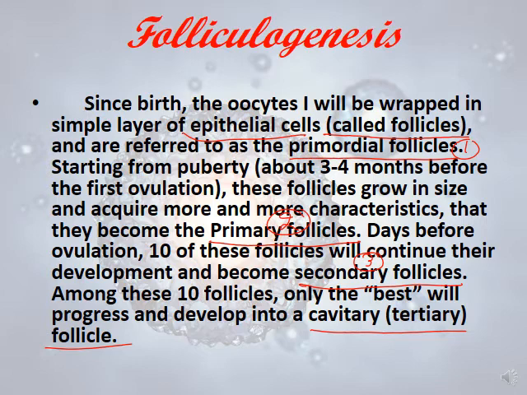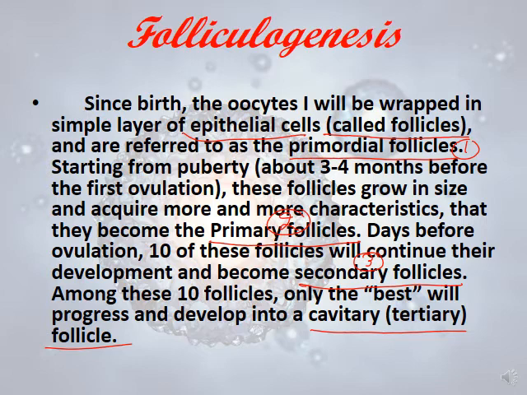These are called follicles. These are referred to as the primordial follicles. Starting from puberty, about 3 to 4 months before the first ovulation, these follicles will grow in size and acquire characteristics that are different from the primordial. These are referred to as the primary.